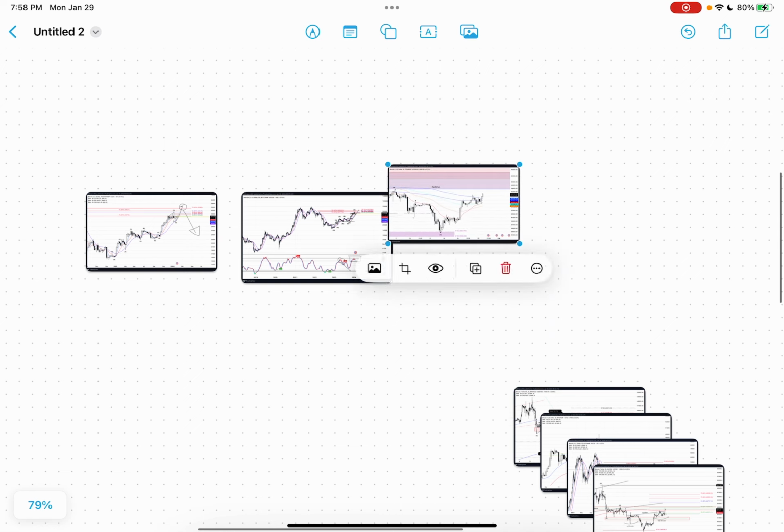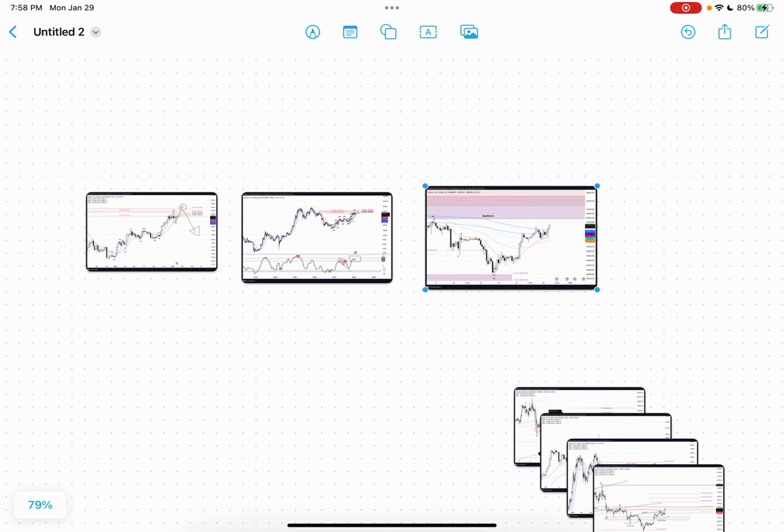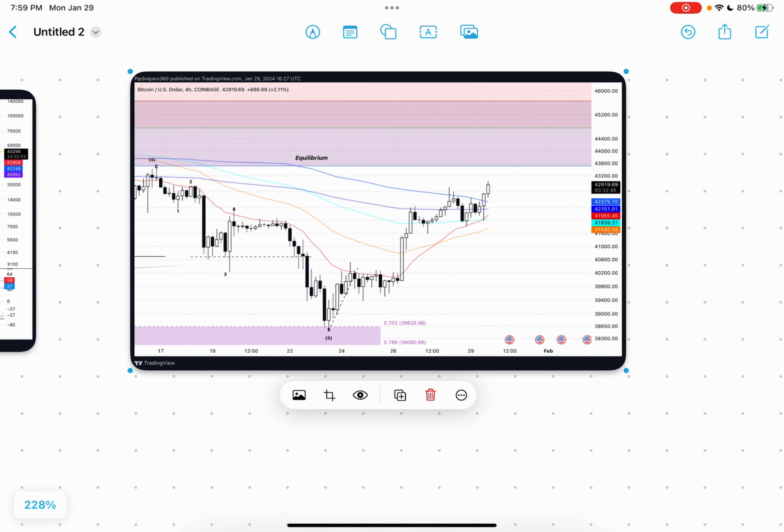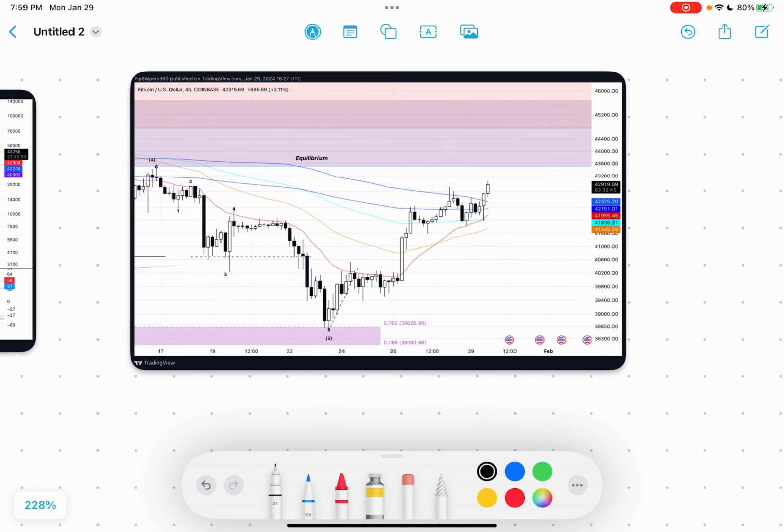Let's take a look at this chart over here. Okay, so we're currently above all the 4-hour EMAs after having 5 waves to the downside, and we are approaching the equilibrium. So as long as price maintains support above the 4-hourly EMAs, then we're good for more upside.